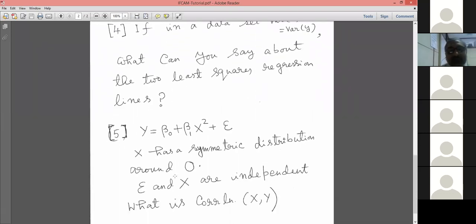This is actually an easy question, and you have to give me the answer. So we have a quadratic regression model that Y satisfies, and Y and X are two random variables in this case. And X has a symmetric distribution. I am also assuming epsilon and X are independent. What is the correlation between X and Y?